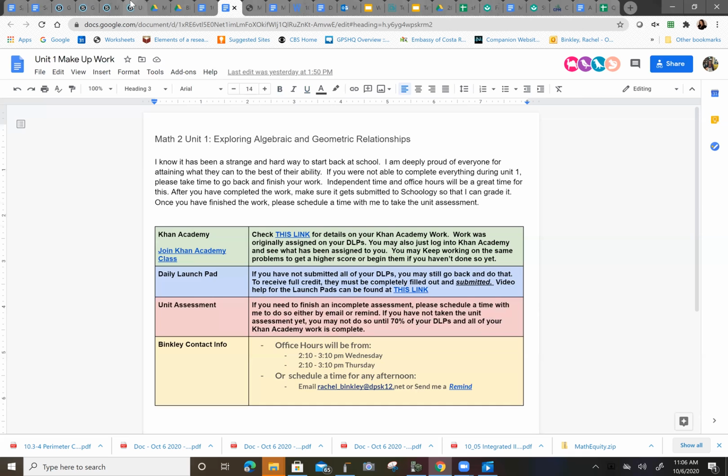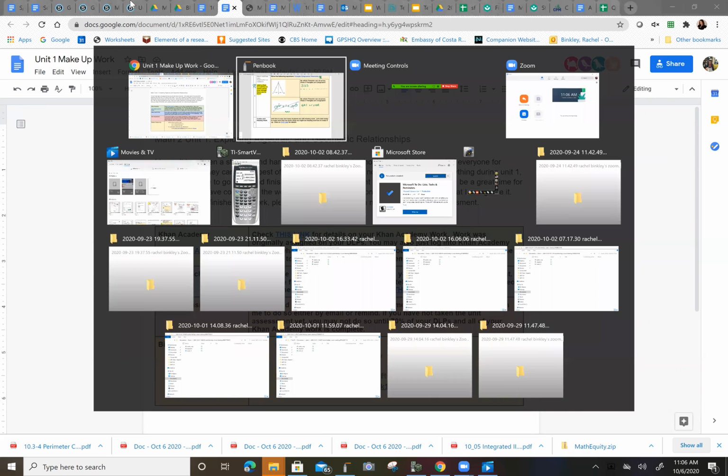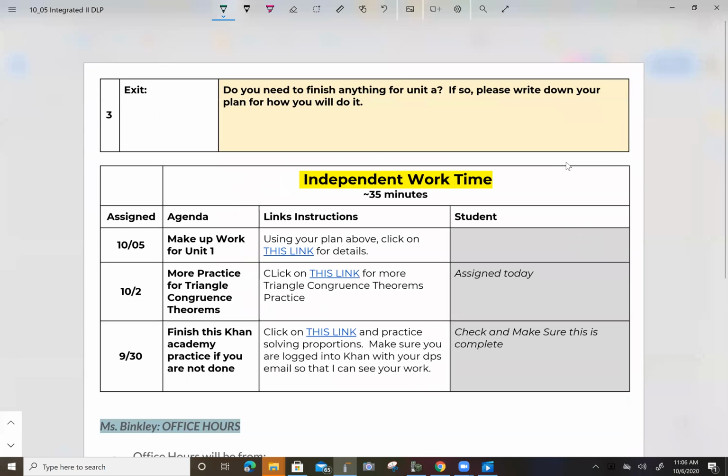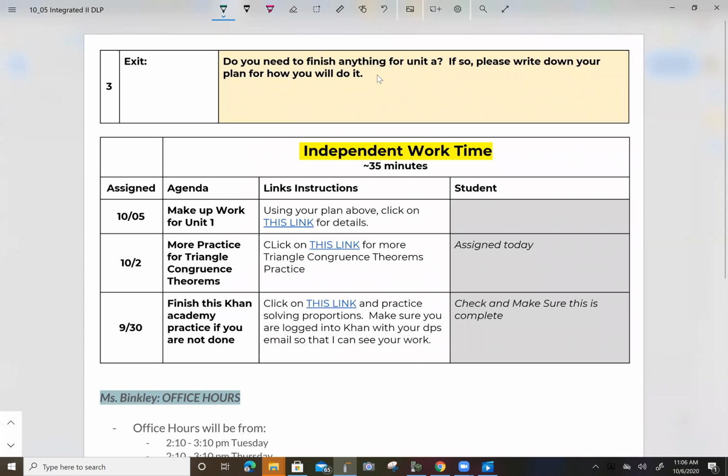Let's go back and finish up going through our Launchpad. One of the things I just said is that I need you guys every day to be doing your exit ticket. Today's exit ticket says, do you need to finish anything for Unit A? So Unit A, that should be Unit 1. If so, please write down your plan for how you will do it. And then below is all of the independent work I've assigned so far for Unit 2. So if you have missed another day, you can always go back and check and make sure that you have gotten these things done.